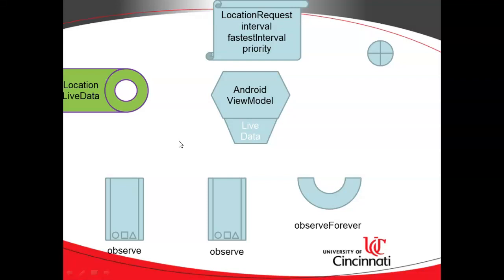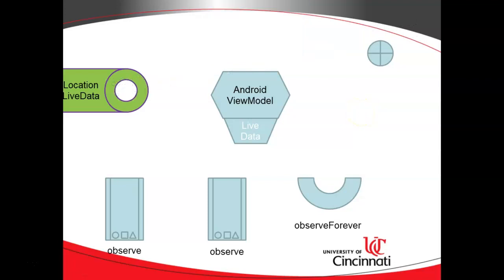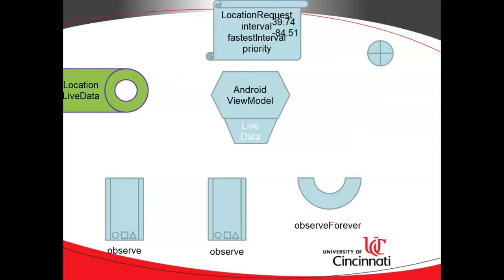Now we have our limits in place, and we see that it can treat our GPS updates a couple of different ways. It can say, oh, you know what, I just received a request and we're not beyond the fastest interval yet, so I'm going to bury this one. But this one, okay, yeah, I'm within the fastest interval and the priority is accurate, so I'm going to go ahead and send that one off to my location live data.